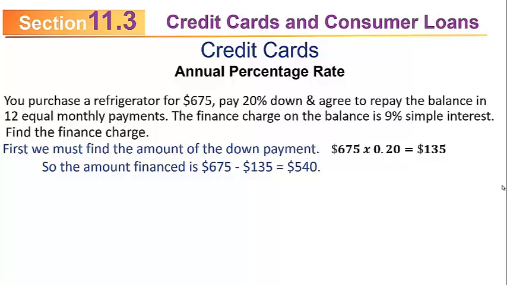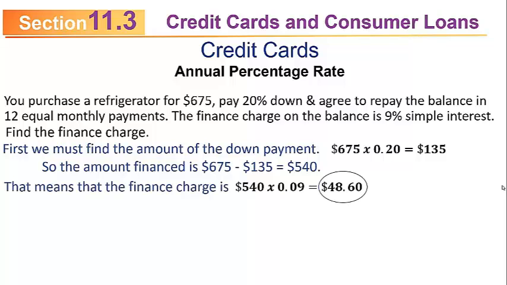So that's the first thing. So the finance charge is 9% simple interest. So 9% of $540 is $48.60. Remember, you're doing it in 12 equal monthly payments, so you're doing it for a year, so that's an annual interest rate. This type of problem is very straightforward. You just have to read through and find out what you need to do and do it a step at a time, but none of the calculations are difficult.